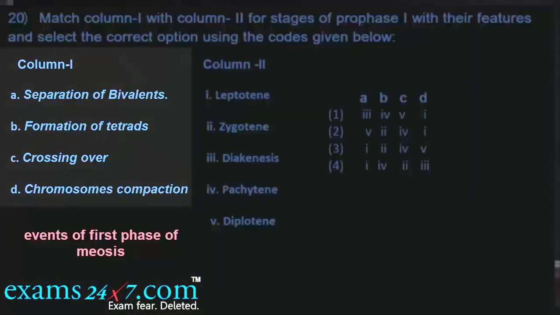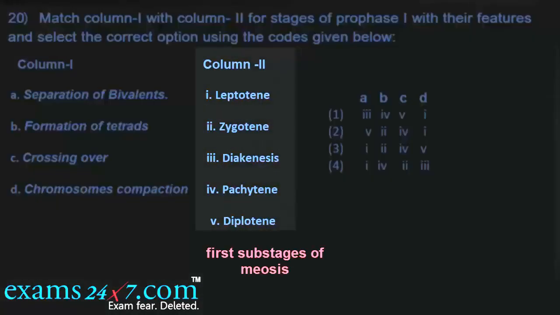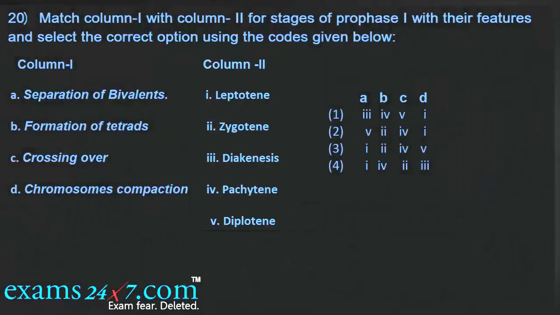Again, match the following type. Column 1 has certain statements related to the events that happen during the first phase of meiosis. Column 2 has given 5 substages seen during prophase of meiosis 1. Let me look into it. Separation of bivalents. So I hope all of you know, separation of bivalents happens during the diplotene stage. Thereby A is matching with 5.